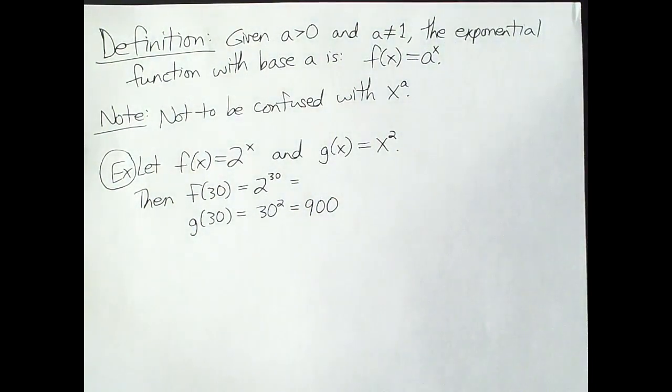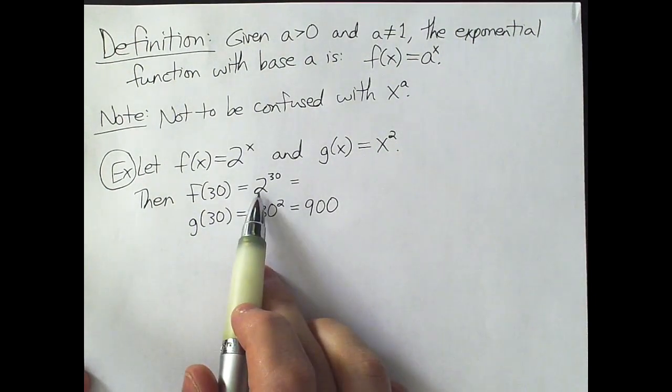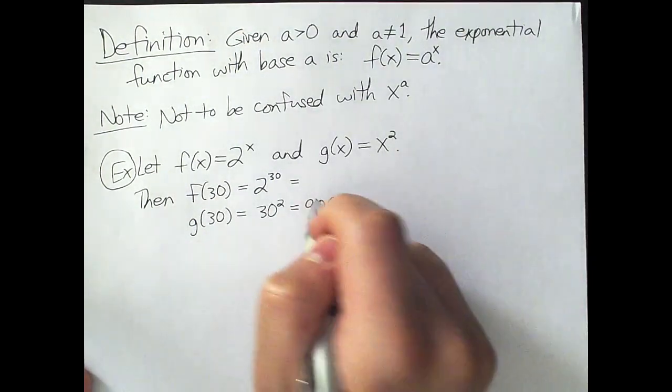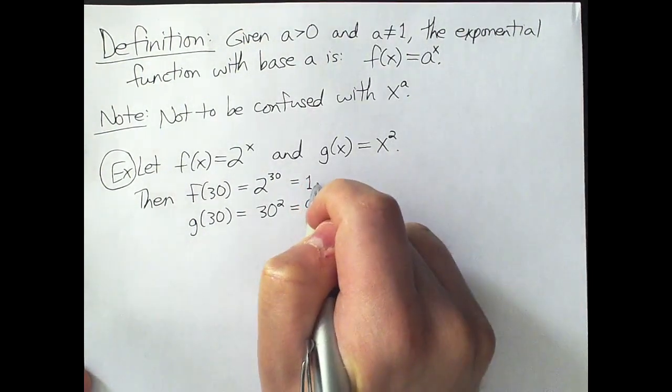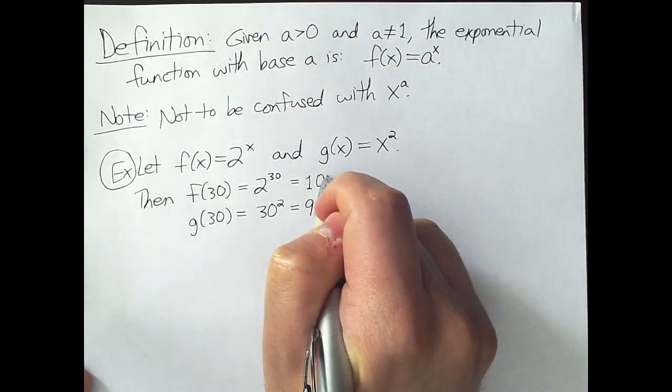Now 2 to the 30th. 2 to the 30th I can't really do in my head, because it's 2 times 2 times 2 times 2 a bunch of times. This actually turns out to be a gigantic number. It actually turns out to be, and I did use a calculator for this.